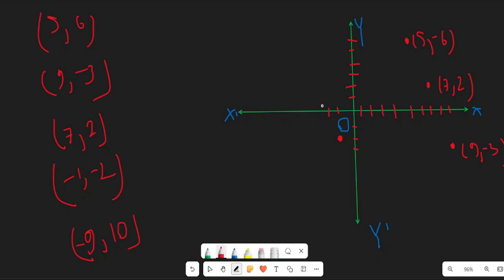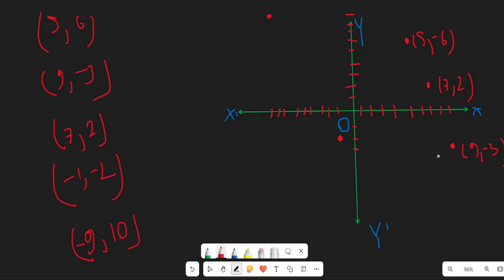And this is (-9, 10). We have to go to minus 9, and then 10. This line is actually very short, so let's extend it. Approximately this is the point (-9, 10).